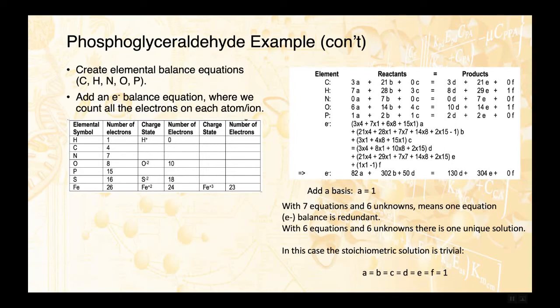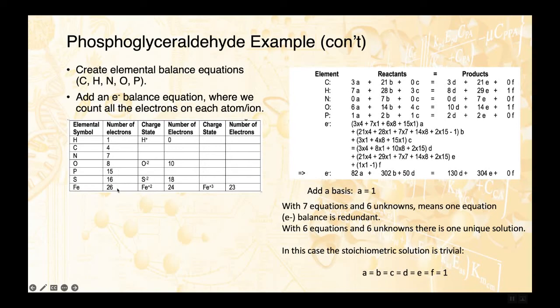Now, since there's an electron transfer here, we also have to account for electrons, because we're not creating or destroying them either. Sometimes people will do this by a charge balance. I prefer to do this by an electron balance, so I know how many electrons are associated with each element, and I can account for those, and I do that here.